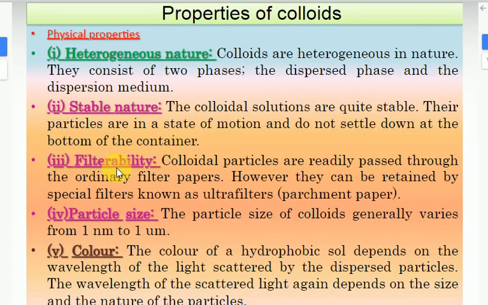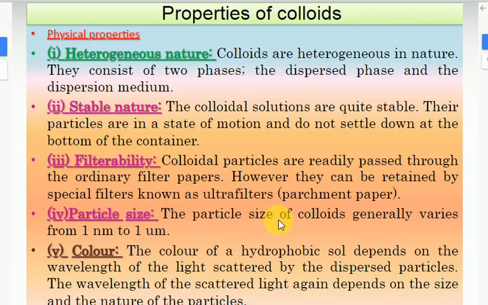Next is filtration. Generally, colloidal particles pass through ordinary filter paper. However, with specific filter paper, ultra filter paper, you can filter the colloidal particles.